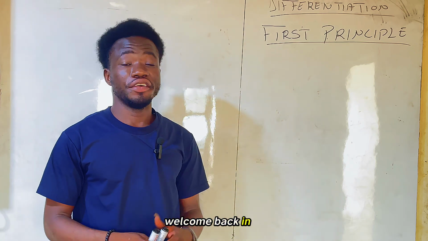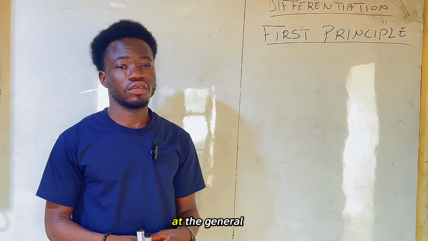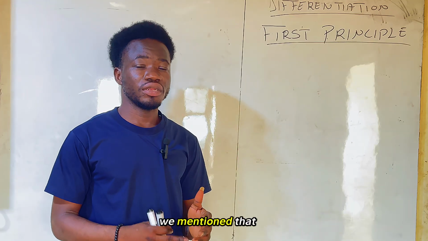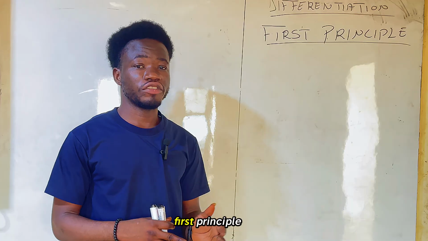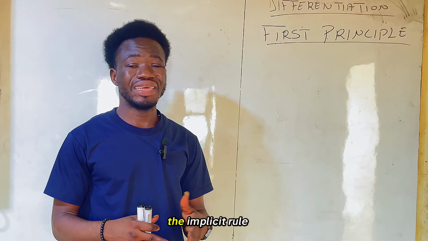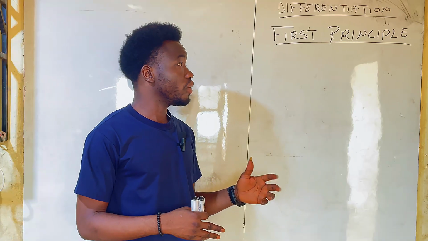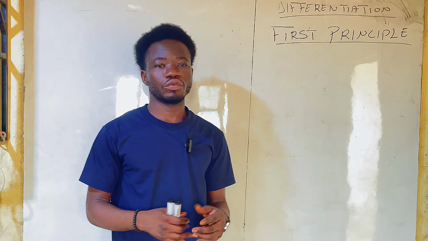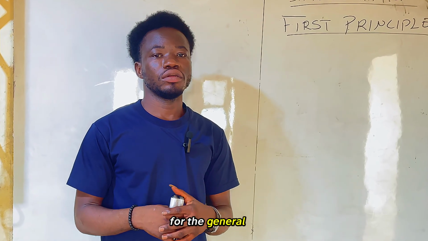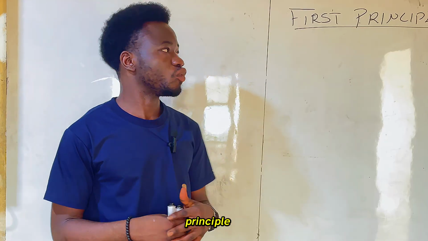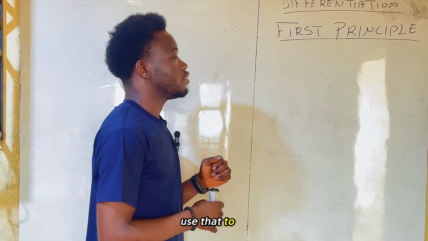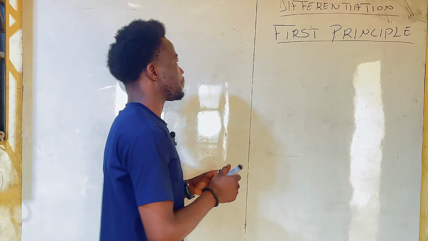Welcome back. In the previous video, we looked at the general principle in differentiation. We mentioned that we have the general principle, the first principle, the product rule, the quotient rule, and the implicit rule. So here, we want to look at the first principle. You can refer to the previous video for the general rule or general principle. I will take one example so we can use that to explain it better.